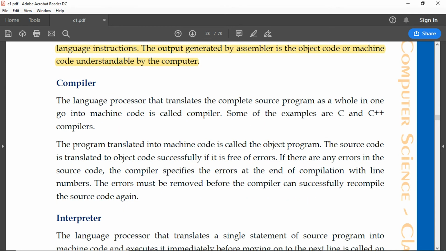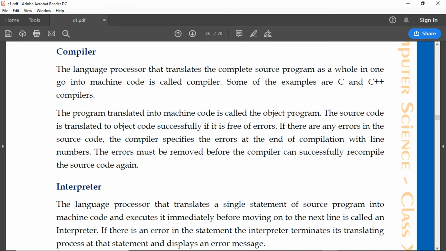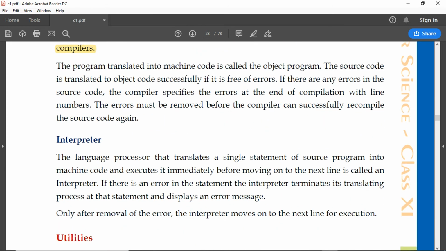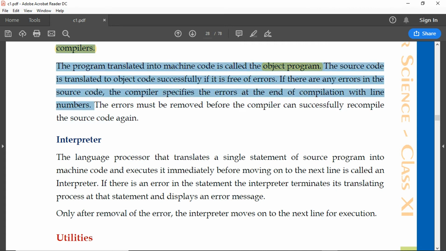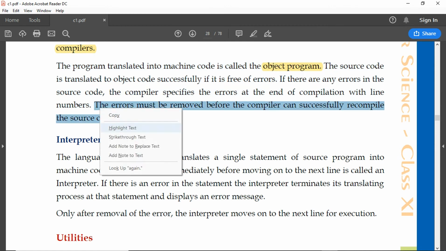Compiler. The language processor that translates the complete source program as a whole in one go into machine code is called a compiler. Some examples are C and C++ compilers. The program translated into machine code is called the object program. The source code is translated to object code successfully if it is free of errors. If there are any errors in the source code, the compiler specifies the errors at the end of compilation with line numbers. The errors must be removed before the compiler can successfully recompile the source code again.